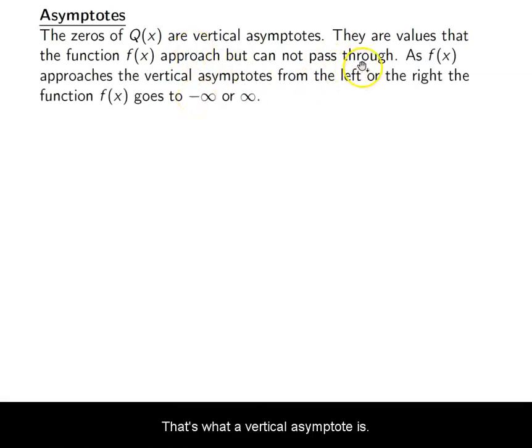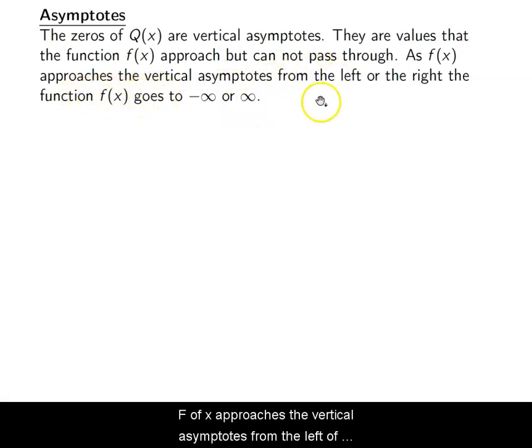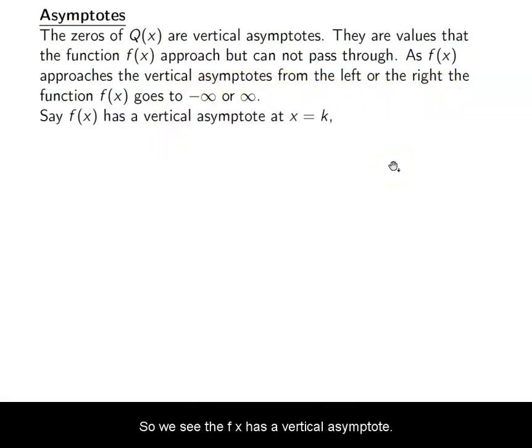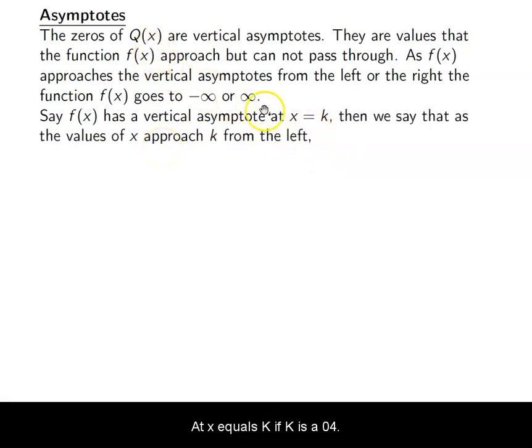So that's what a vertical asymptote is. f of x approaches the vertical asymptote from the left of our function and from the right side of our function. Okay, so we see that f of x has a vertical asymptote at x equals k if k is a 0 for q of x.